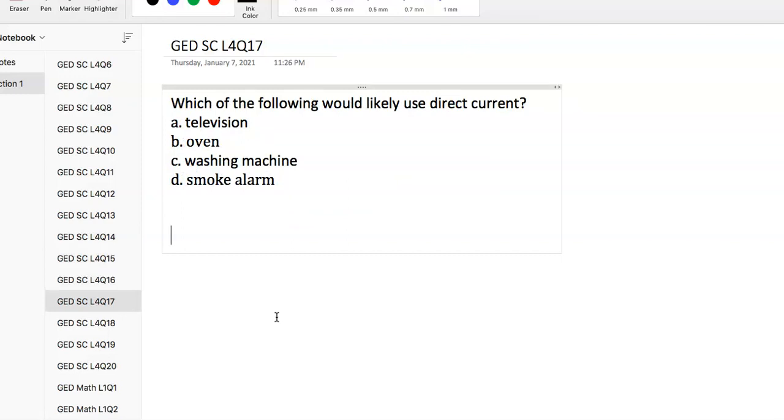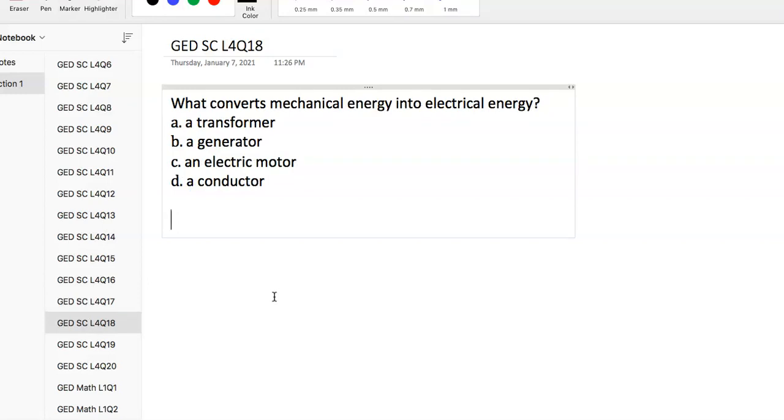Which of the following would likely use direct current? Okay, so we need to have some basic knowledge of direct and alternating current. And so this would be a smoke alarm. So direct current is typically only used for battery operated devices, such as a smoke alarm or perhaps a remote control for your television. However, most household appliances will be using alternating current.